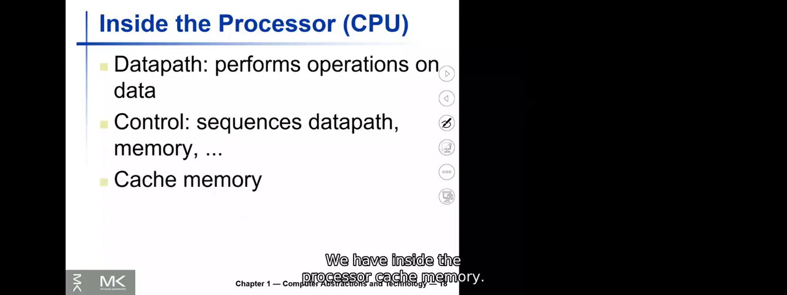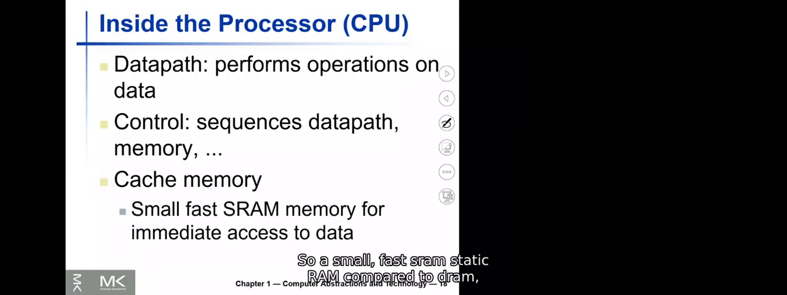We have cache memory inside the processor. We talked about cache last time in the seven great ideas. One of them was memory hierarchy, that you will use a fast, small memory close to the CPU, to the processor, but your main memory would be something large and slow, and it will be outside of it. So a small, fast SRAM, static RAM, compared to what? To DRAM, dynamic RAM. Dynamic RAMs are dense, so we have big storage with dynamic RAM, but they are slow. Static RAMs are not dense, so we cannot have a big memory of SRAM, but they are fast. So we use some kind of memory hierarchy for using both of them.